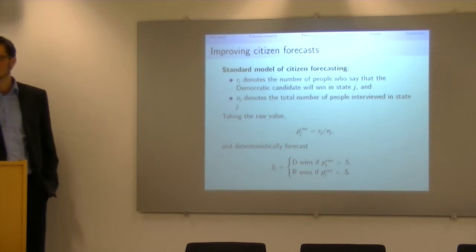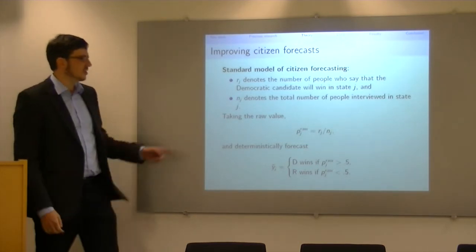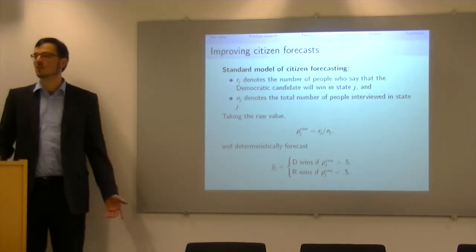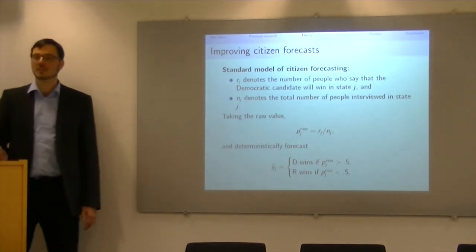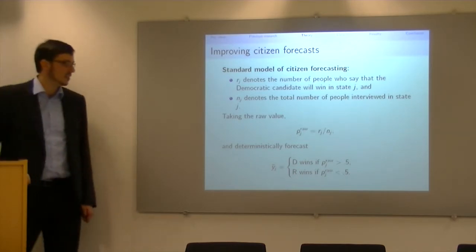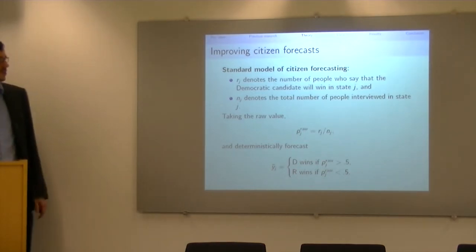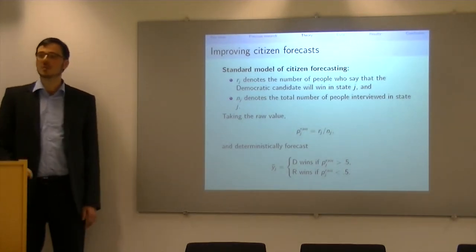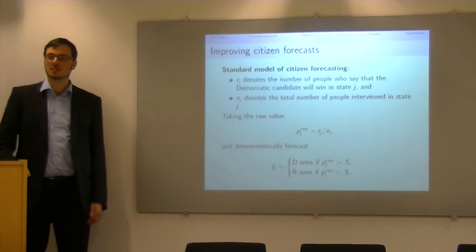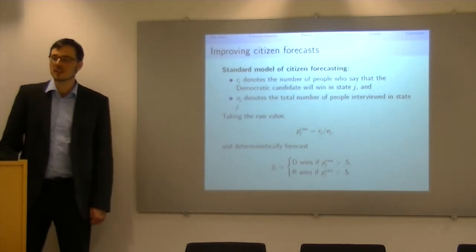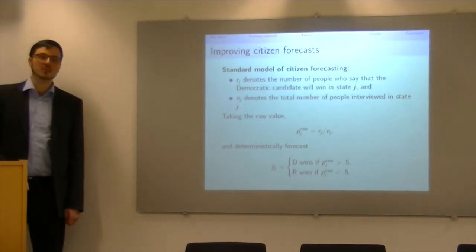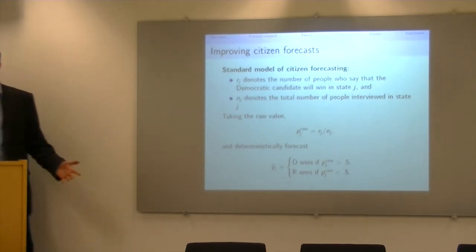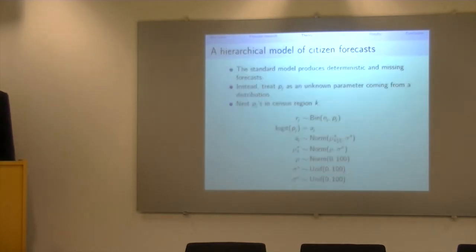that made a forecast. So what the standard model does is just takes the raw value, which I call in this case Pj raw, which is just Rj over Nj. That's the proportion of people who say that the Democratic candidate will win in this state. And the previous research, including my own, has just then said, well, if more than half of the people say the Democratic candidate will win, we predict this candidate to win. And if more than half of the people say that the Republican candidate will win, well, we predict this candidate to win. A fairly simple forecasting rule.